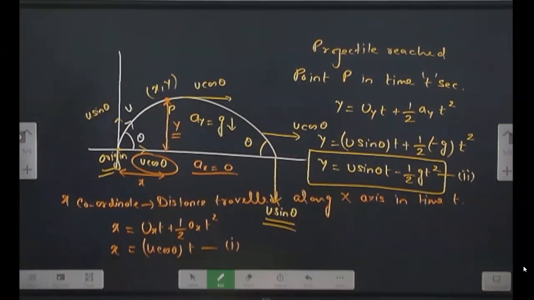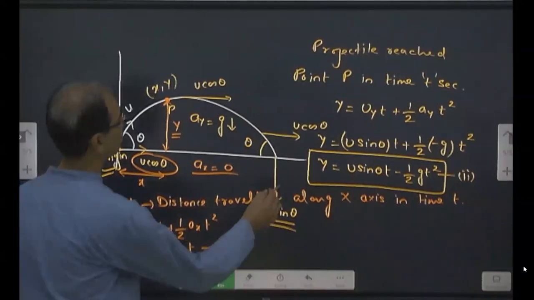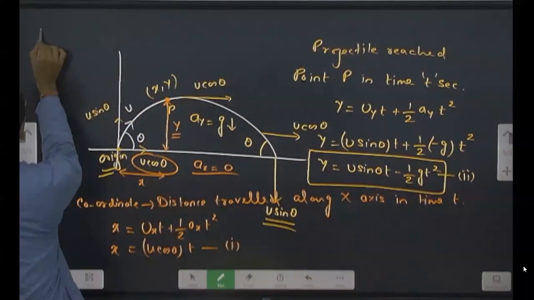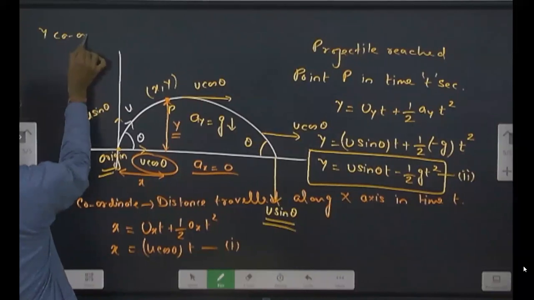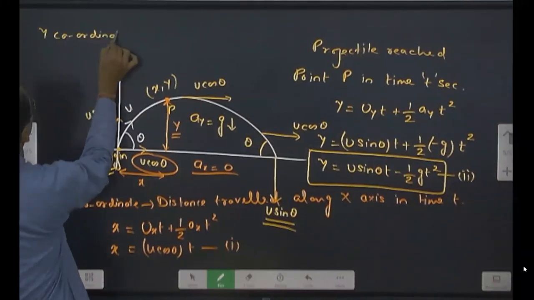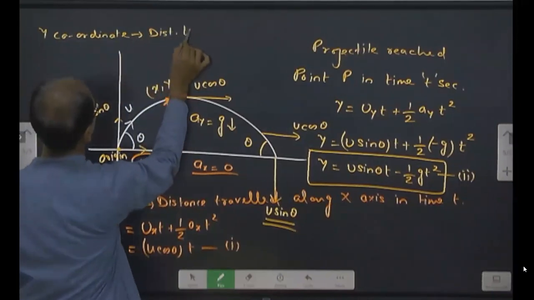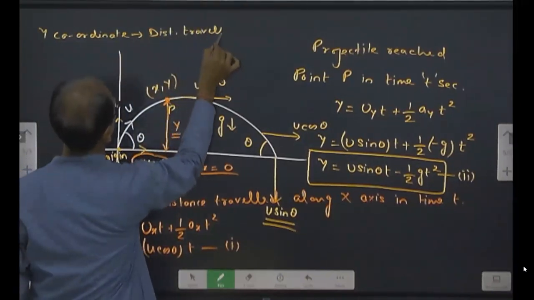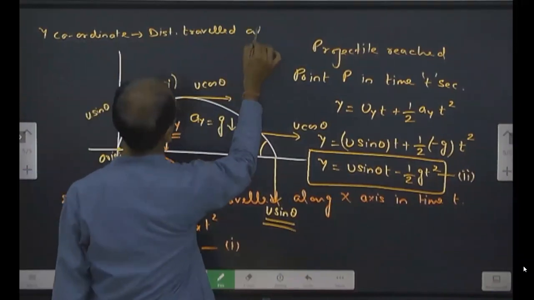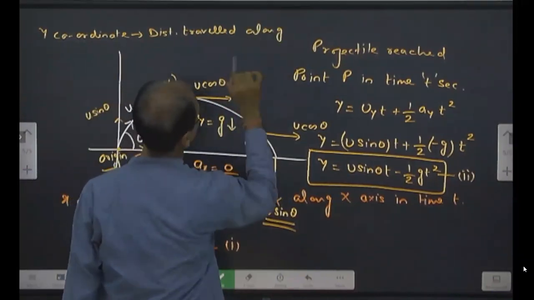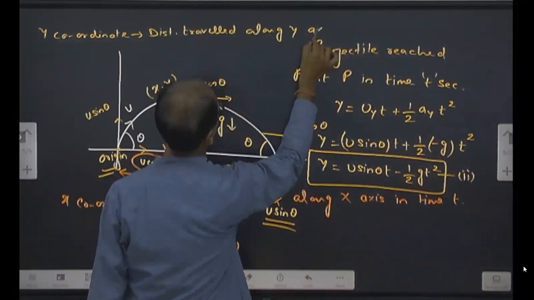Y coordinate means distance traveled along the y-axis, that I have not written. Okay, y coordinate: distance traveled along the y-axis in time t.